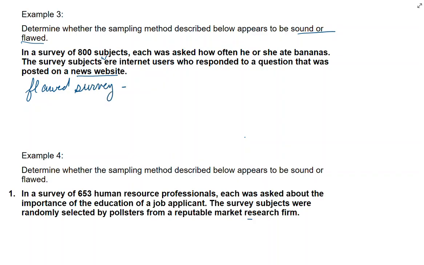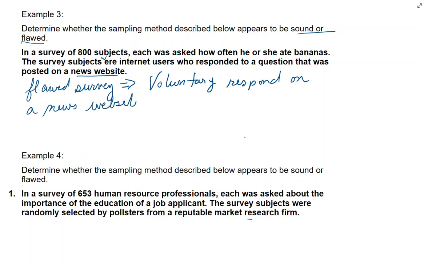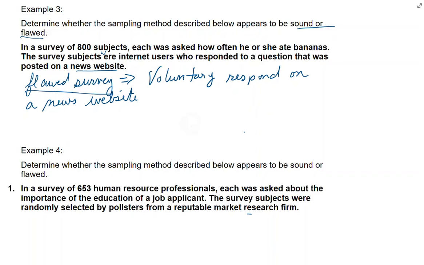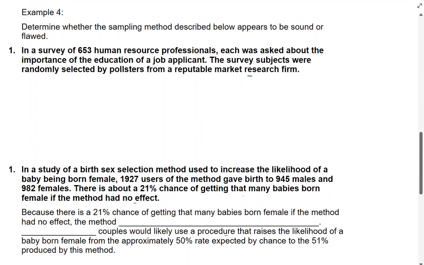And that's because it is a voluntary response. That means you can or you won't respond to the question on a website. So that alone also makes it unattainable for just anyone to respond. So it is flawed because it's not random. In other words, it's specific people who visit that news website. So that one was that.